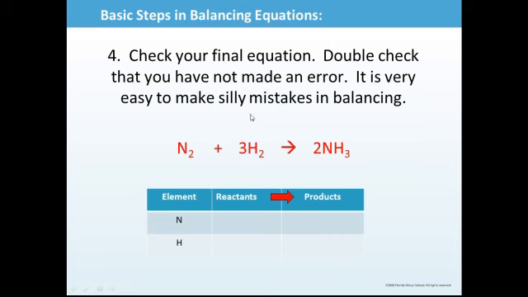Once you balance your equation, what you want to do is real quick just go through and double check. On the left side we have 2 nitrogens. On the right side we have 2 nitrogens. On the left side we have 6 hydrogens. On the right side we have 6 hydrogens.